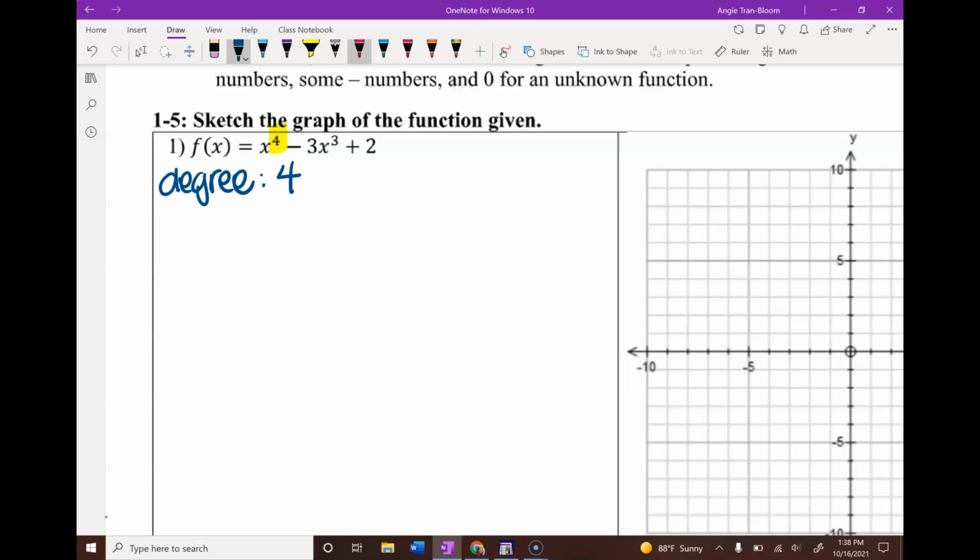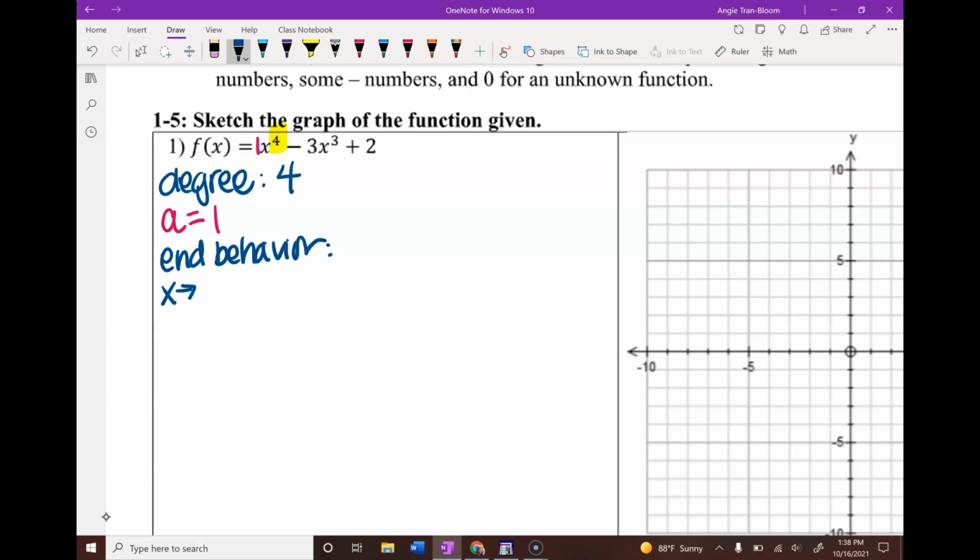Now let's also find the a value. The a value is always in the front of the highest power term. So that a value, students, is going to be 1. Well, a degree of 4, so this is an even degree, and a being a positive 1, we do want to talk about the end behavior. So we will have an idea of how this will look.